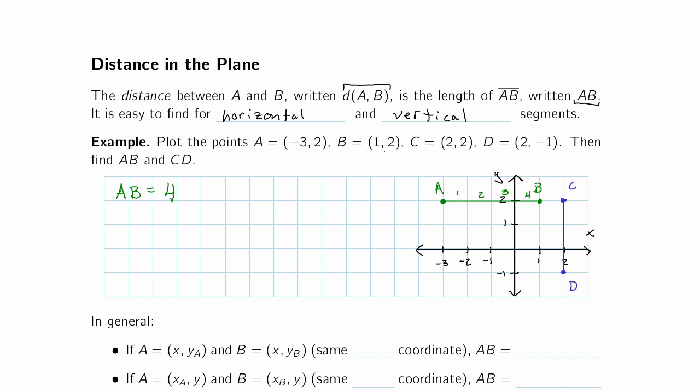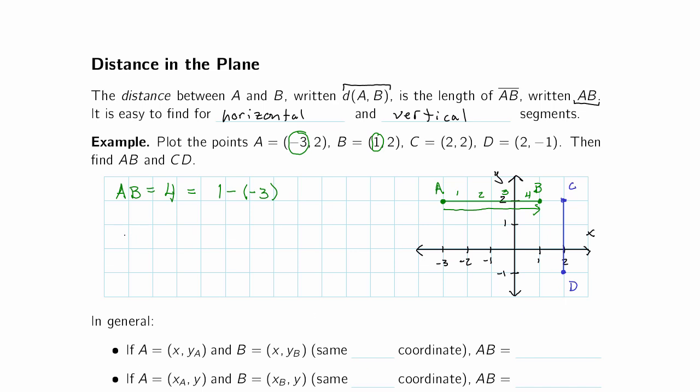which it looks like we could find by taking 1 minus -3. To find out how far it is to get from -3 up to 1, we take 1 minus -3, and then we don't move vertically at all. So we just want a horizontal distance.